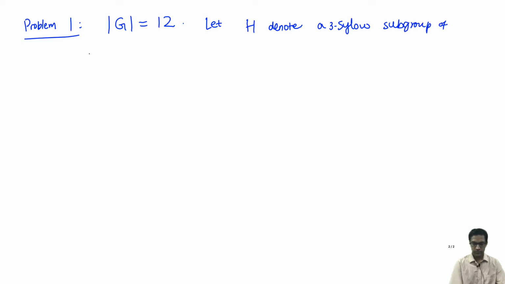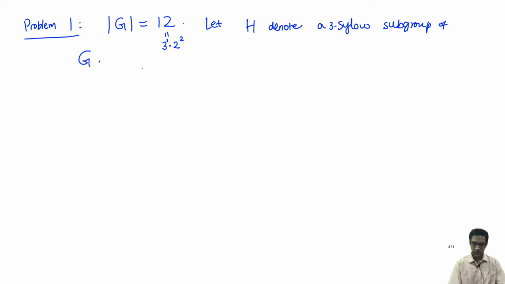of G. So 12 of course is 3 into 4, so that's 3 into 2 square, that's the prime factorization. And so by Sylow's theorem we know that there is a 3 Sylow subgroup, which is basically a subgroup whose cardinality is 3 power 1. So pick any such subgroup and call it H.